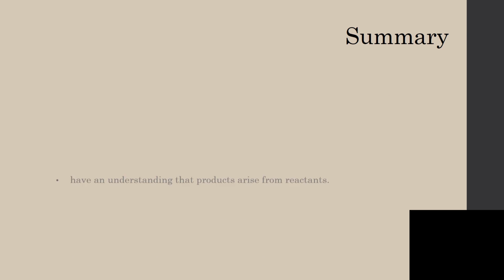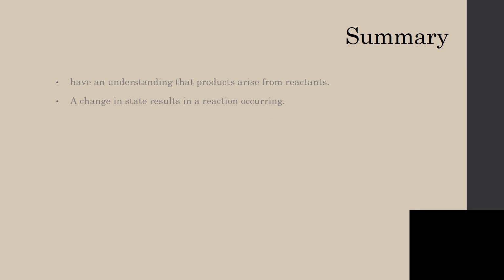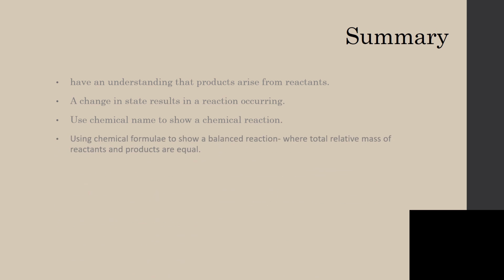To summarize, in this video, you should have an understanding that products arise from reactants, a change in state results in a reaction occurring, use chemical names to show a chemical reaction, and use chemical formulas to show a balanced reaction where total relative mass of the reactants and products are equal. As we did in the previous slide, we showed how atoms are equal in the products and reactants. You could do the same with the relative mass.